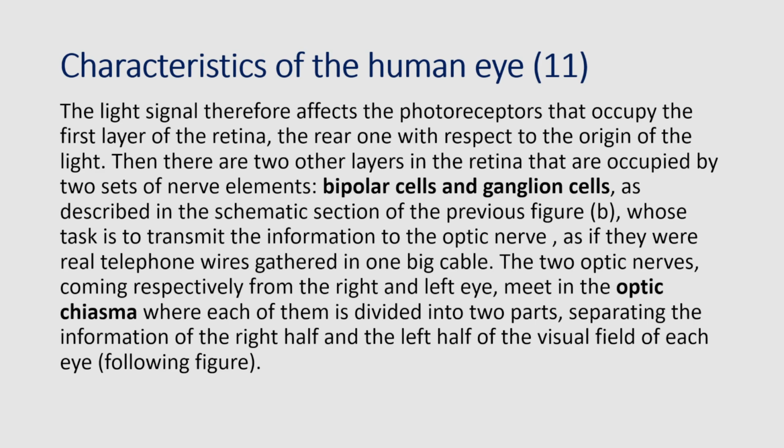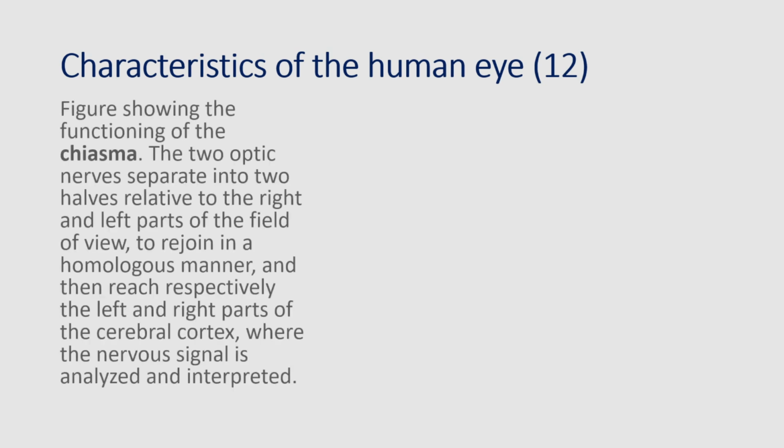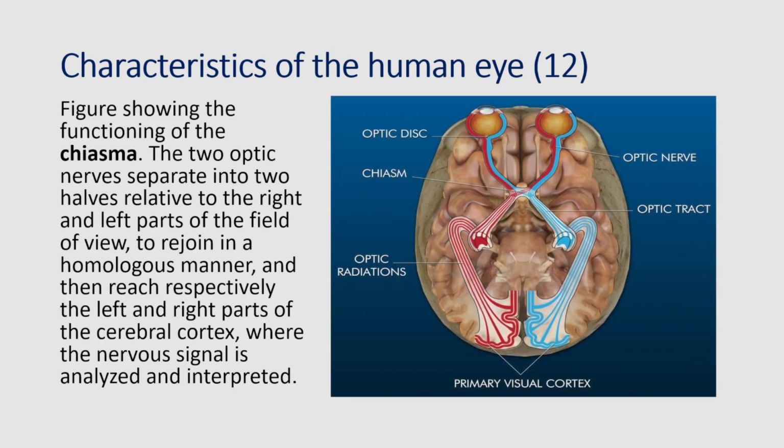The 2 optic nerves, coming respectively from the right and left eye, meet in the optic chiasma where each of them is divided into 2 parts, separating the information of the right half and the left half of the visual field of each eye, following figure. Characteristics of the human eye, 12. Figure showing the functioning of the chiasma. The 2 optic nerves separate into 2 halves relative to the right and left parts of the field of view, to rejoin in a homologous manner, and then reach respectively the left and right parts of the cerebral cortex, where the nervous signal is analyzed and interpreted.